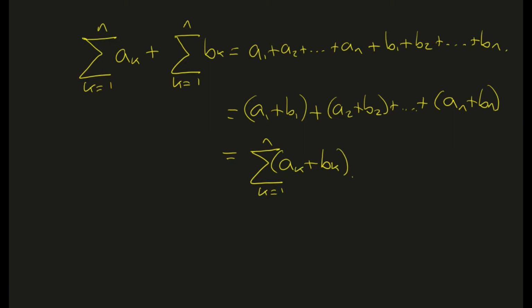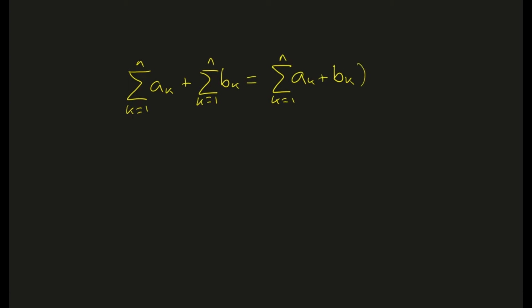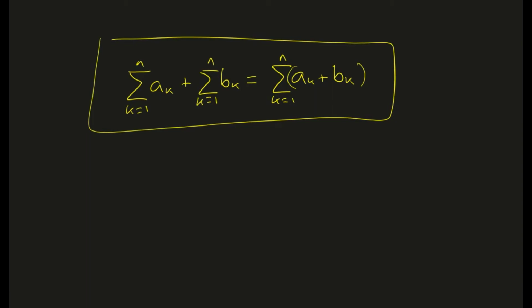And this result is really important. We can split up and we can put together different series that are adding. In summary, the thing to remember is the sum of a series plus the sum of another series, as long as they've got the same number of terms, can be brought together into one series. Just like that. Put some brackets around that one. So that is a really important result. That's our first one. Let's carry on.